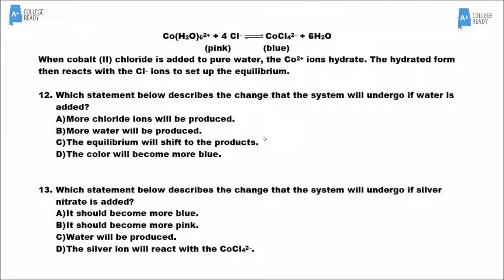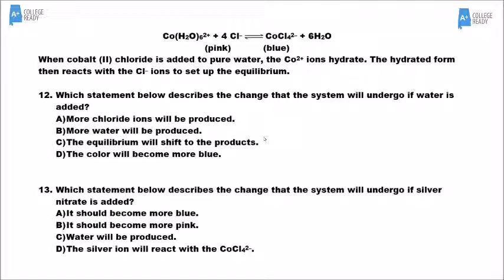Since pink isn't an option, we would then look at what else is in the reactant side and notice that more chloride ions get made. So the correct answer choice would be A, more chloride ions would be produced. All the other choices basically say a shift towards the right, towards products.